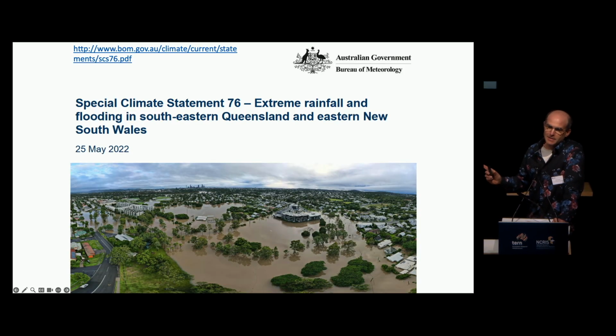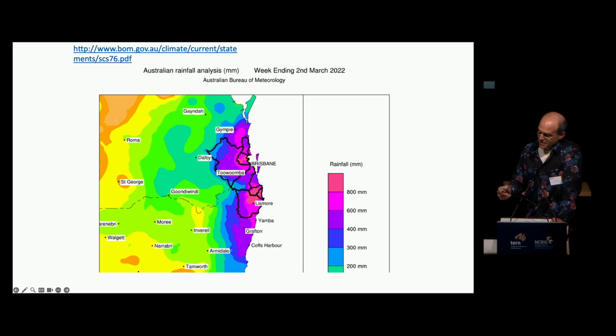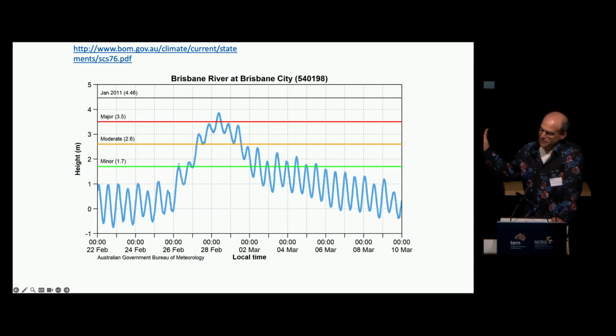In February and March 2022, there were large floods in both states. In Brisbane itself, over 3 days, more than 750 millimeters of rainfall came down, so it broke previous records. It's a huge amount. This resulted in a significant flood, as you can see on the Brisbane River. Note that this is a very short and rapid flood, so the water rose, and after a day or two, it came down. So remember that.